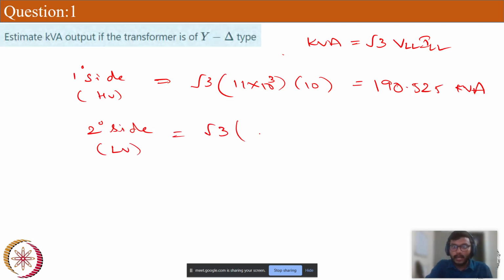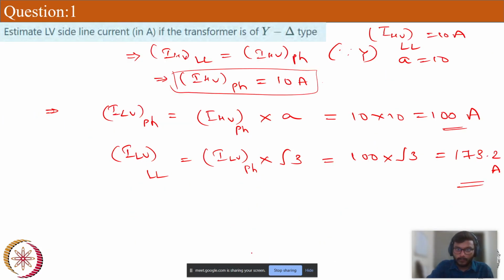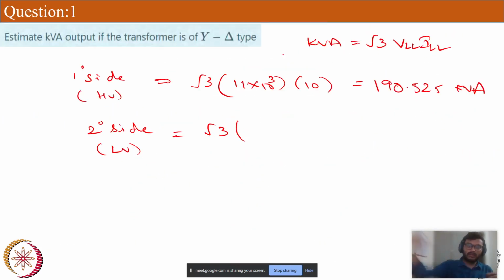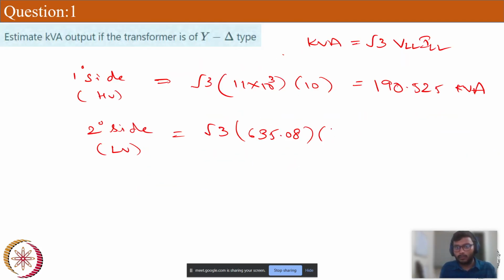Okay, now let's tally it from the secondary side as well, which is the LV side. What is the low voltage side line to line voltage we got? From the first question, 635.08 volts, into, what is the line current in LV side? This is the problem. Line current in LV side, 173.2. So can someone calculate this as well? 635.08 multiplied by 173.2 into root 3.